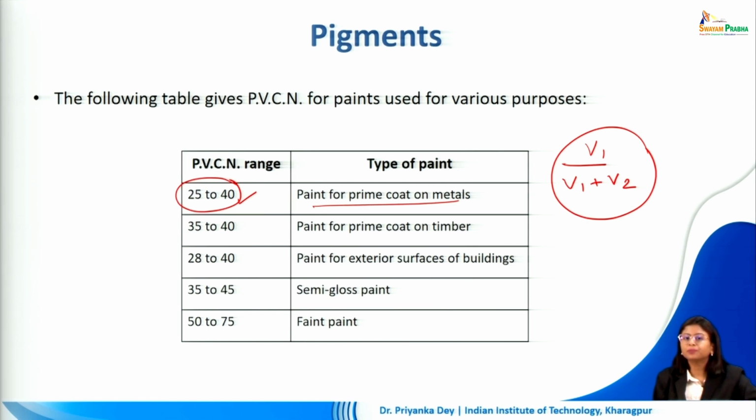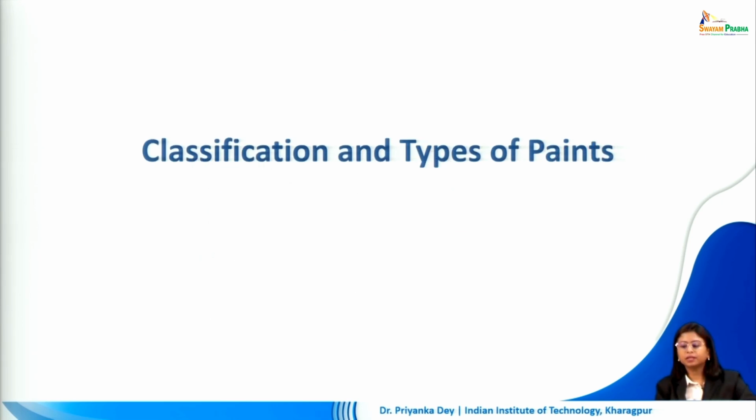If we are using it as a prime coat on timber, 35 to 40 is an expected ratio. For paint of exterior surfaces of buildings, 28 to 40 is sufficient. For a semi-gloss paint, again 35 to 45 PVCN value is suitable. And if we are wanting a faint paint, then the ratio of 50 to 75 would be sufficient. So, again reminding you, inversely proportional. The relationship is such that if you want to go for more gloss, more faint paint, this ratio will be higher. Now, let's take a look at the classification and different types of paints.